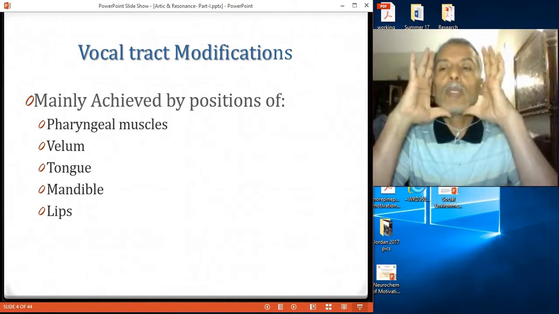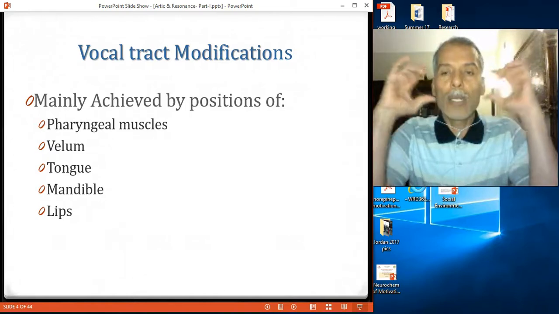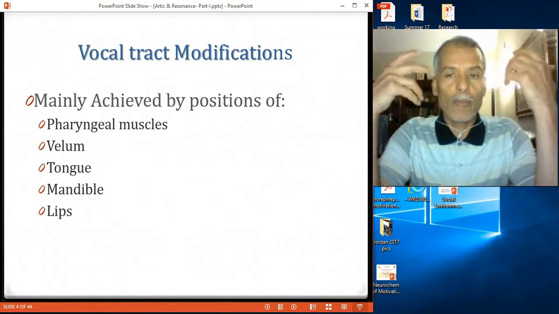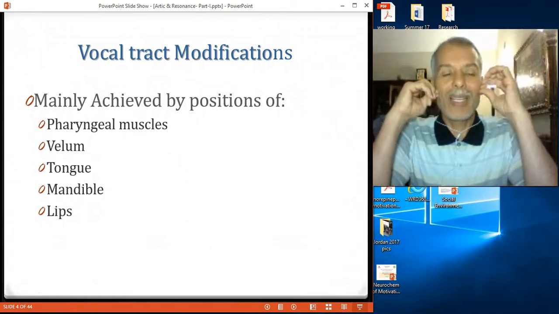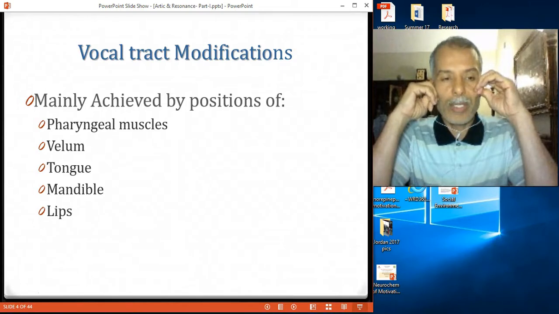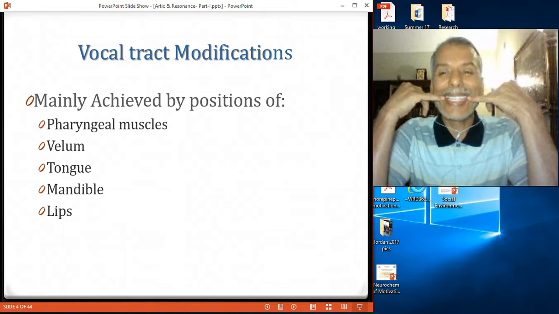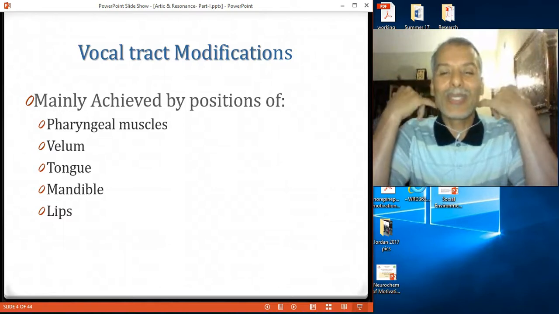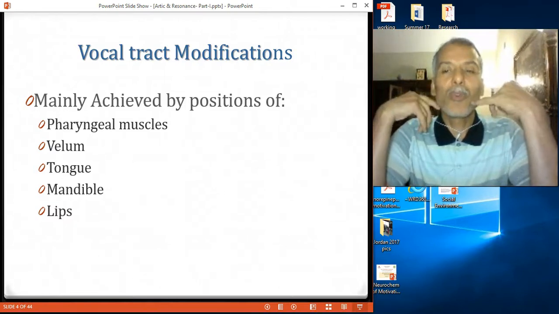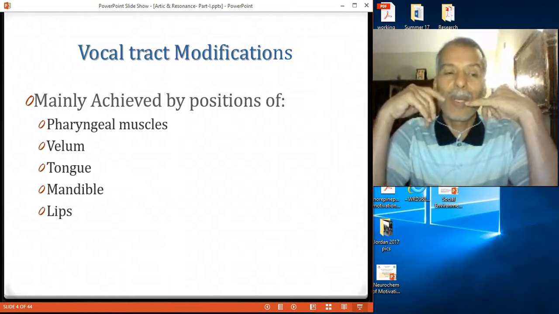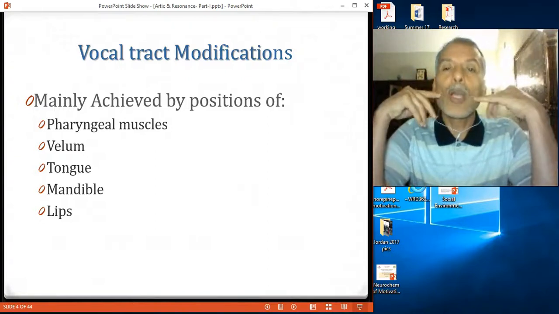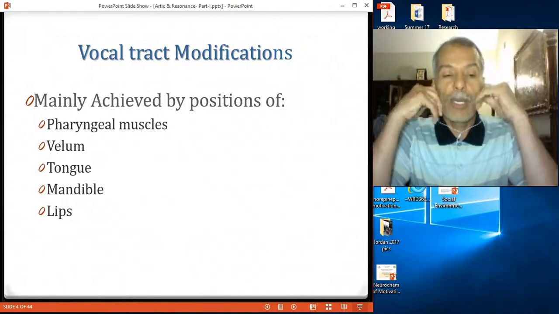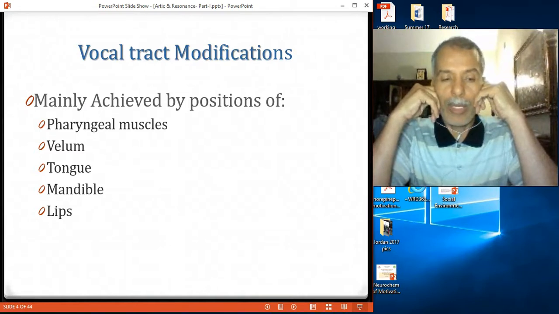The mandible, obviously, if you drop it, you are going to increase the space. That will affect frequency. If you constrict it or make a small opening, that will also alter resonant frequencies. Lips, if you retract them like that, when I say E, that is going to give you a short vocal tract, and it will affect resonance in terms of giving less space. If you say ooh, it's going to lower pitch much more than the E.